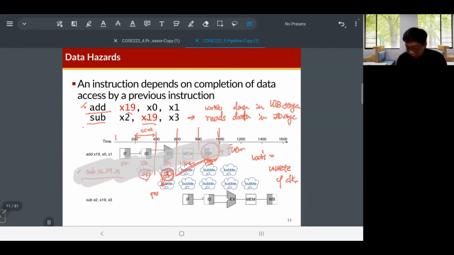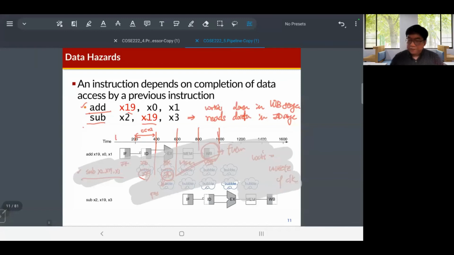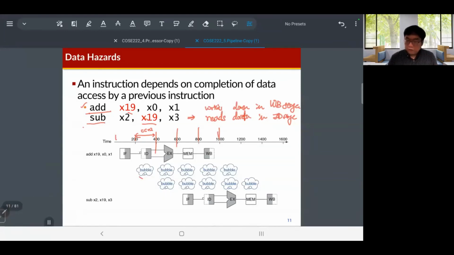In a single cycle processor, data hazards are not observed. Why? In a single cycle processor, we don't need to consider data hazard because every instruction completes its execution within one clock. During this one clock, write back is performed, so the result of the former instruction is updated to the register file within one clock. And then during the next clock period, the next instruction can be executed.